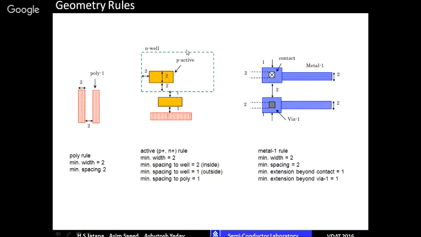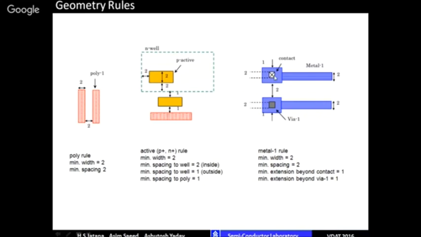And then this is a well. Then this distance where 2 is written, that is a minimum width, right? Minimum spacing to well. And this is also the minimum spacing within the well and outside the well. So these are the spacing rules, and these are the extension rules.